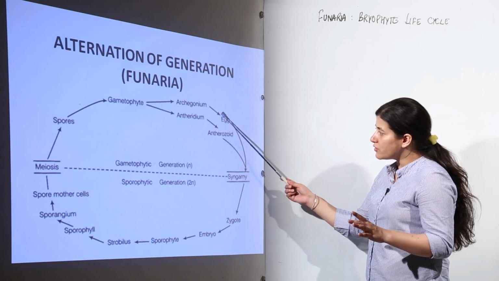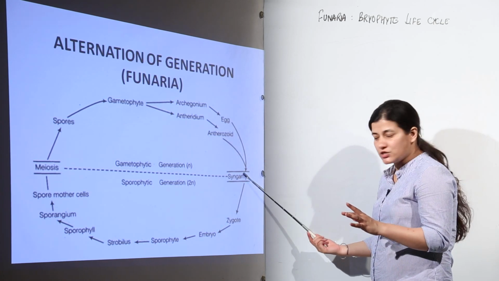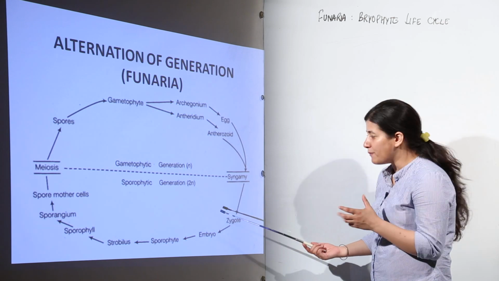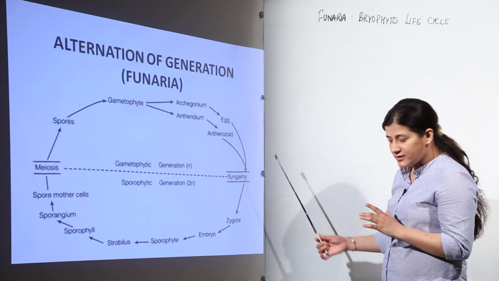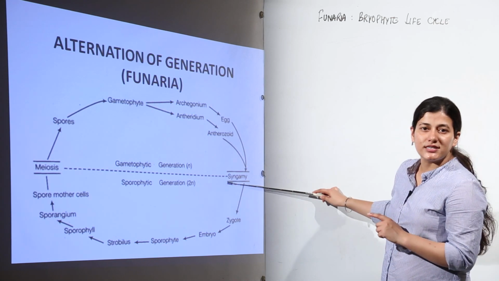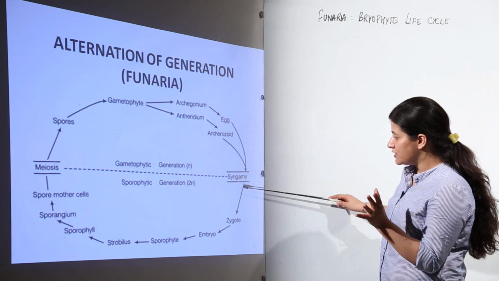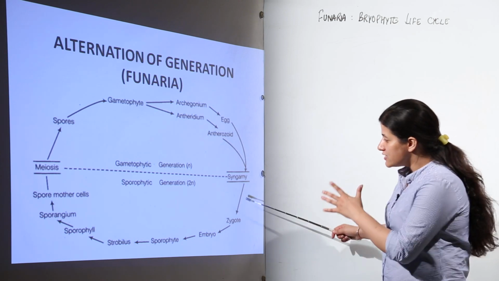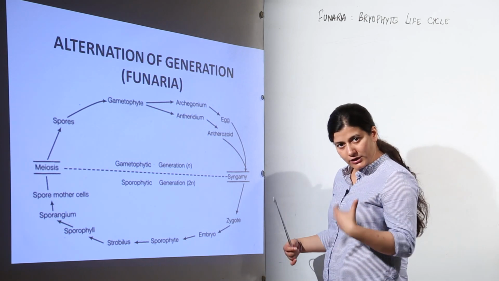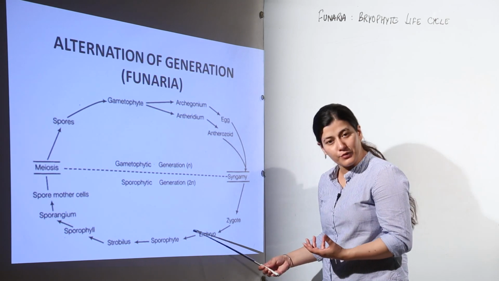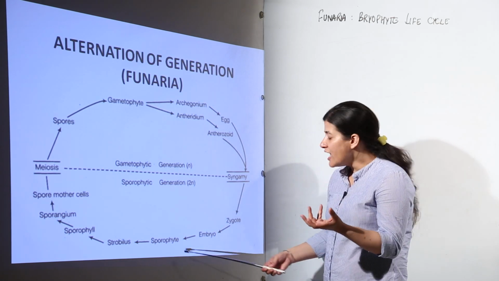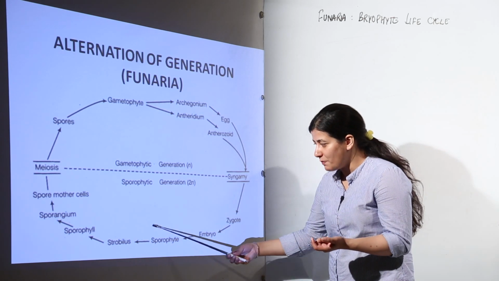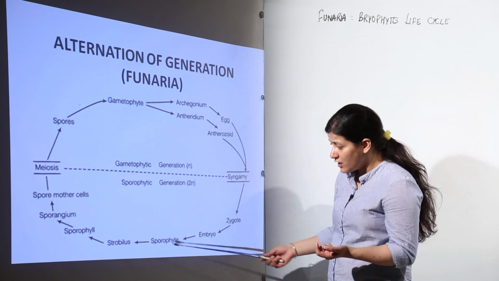Now, this antherozoid and egg undergo fertilization. The other term used here is syngamy. After syngamy, the diploid generation starts, that is, the sporophytic generation starts, and there is formation of the zygote. Then this zygote develops further, forming the embryo. When this embryo grows further, a sporophyte dependent on the gametophyte develops.